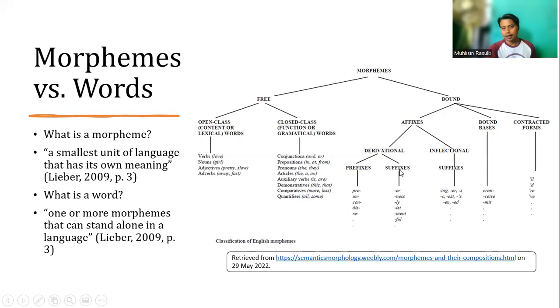But in Indonesian, derivational morphemes might be divided into three, that is prefixes, infixes, and suffixes. But for English, it only covers prefixes and suffixes. Okay, I'll explain in more detail later as we go forward with this course, in the next meeting probably.